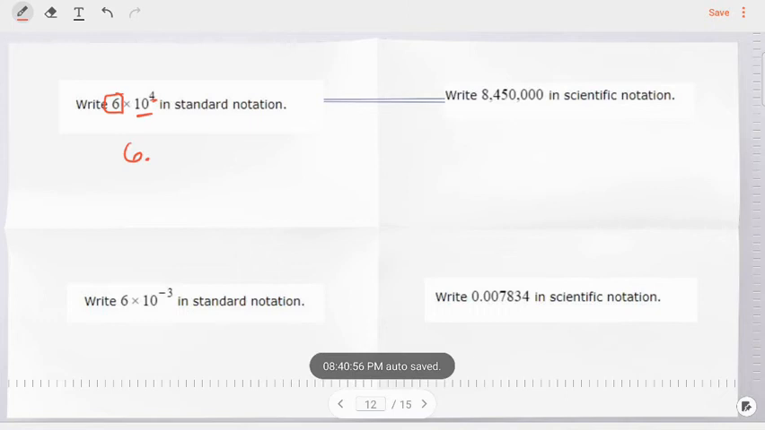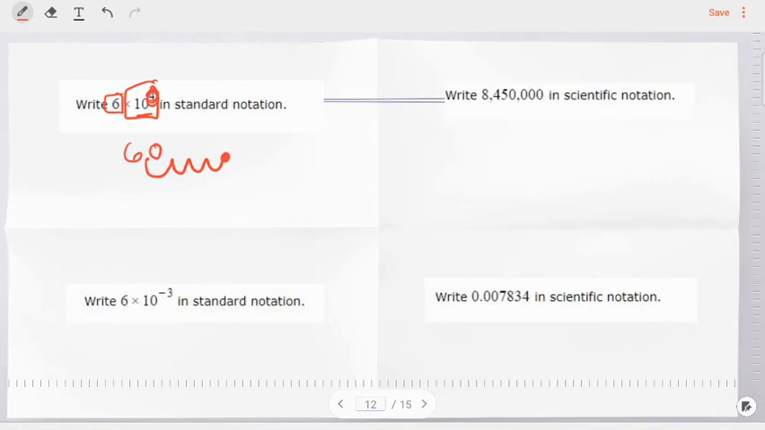So right now I have 6 point nothing. Timesing it by 10 is going to make my number bigger because it's a positive exponent. So I'm going to move my decimal 4 spaces: 1, 2, 3, 4. I'm going to move it to the right, making my 6 turn into 60,000.